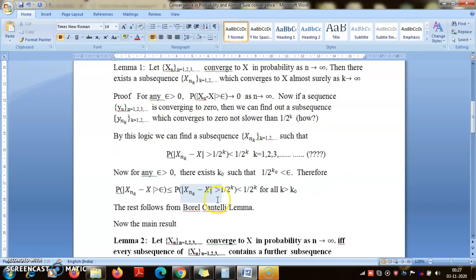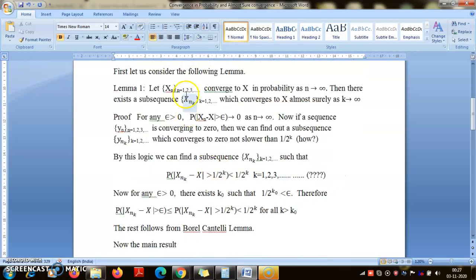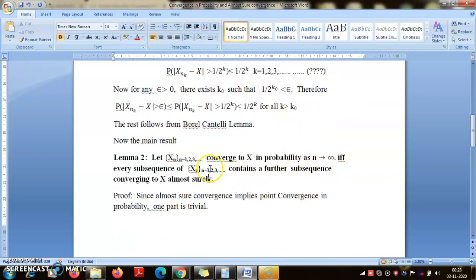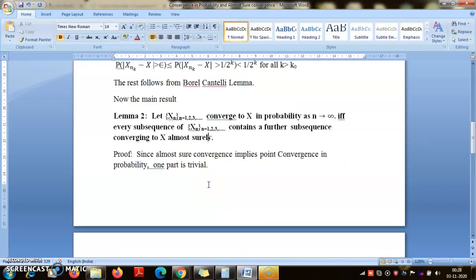So what is the difference between this and lemma 1? Lemma 1 says that it is one part. If x_n is going to x in probability, then we can find one subsequence which will converge to x almost surely. But here I am saying that if you give me any subsequence, then that may not converge to x almost surely, but I can find a further subsequence which will go to x almost surely.